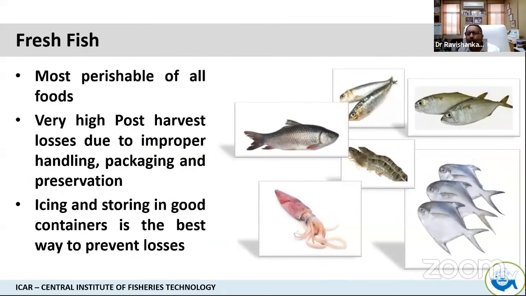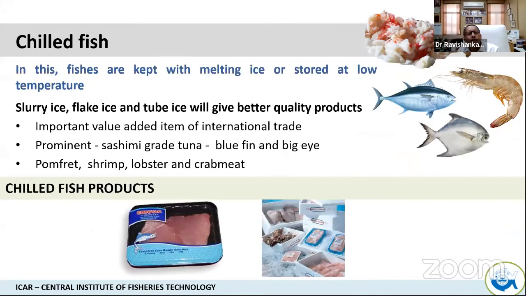And fresh fish, again, I told you, immediately it should be chilled, it should be properly packed. You go see chilled fish. You're talking of slurry ice, flake ice, tube ice, and packaging. If we can put it in attractive packaging, a packaging which is suitable for this, definitely we can get more money. These are all small interventions.